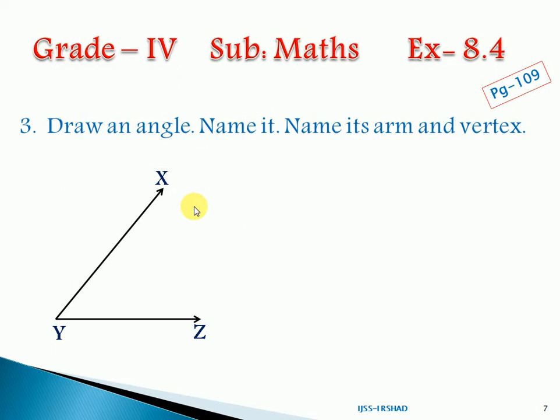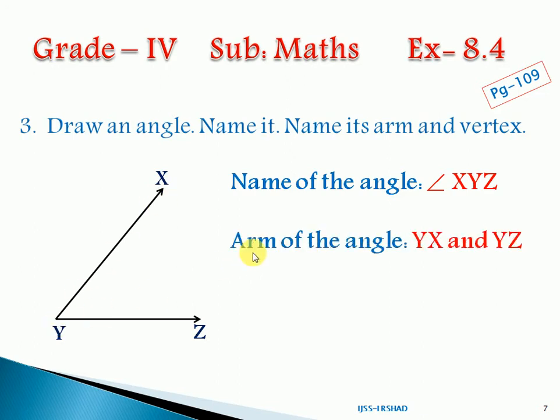So what will be the name of this angle? I have explained on the previous slide. Its name will be angle XYZ or ZYX. So you can write it here: name of the angle is equal to XYZ. Second thing, name its arms. So what are the arms? These are rays, so you can write YX and YZ. So the arms of the angle are YX and YZ, you can see in the figure. And third, its vertex. So vertex of the angle is Y. You can see here, this is the vertex.